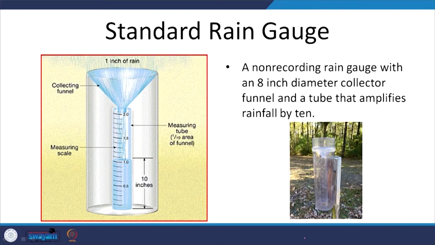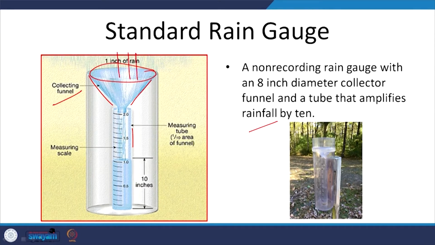So, the standard rain gauge is the instrument used to measure the average amount of rainfall. What does it contain? It contains a small measuring tube on which the scale is drawn in inches, where the water is collected with the help of a funnel whose diameter is given. This is the collecting funnel which collects the water, and it has to be kept outside where it rains. A non-recording rain gauge has an 8-inch diameter collector funnel and a tube that amplifies the rainfall by 10. This is the basic description of the equipment.